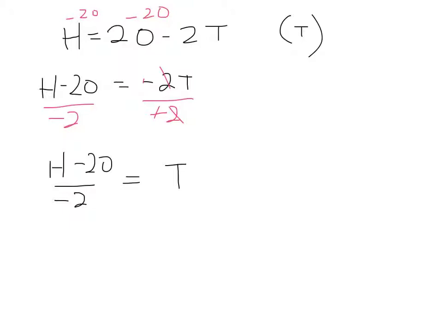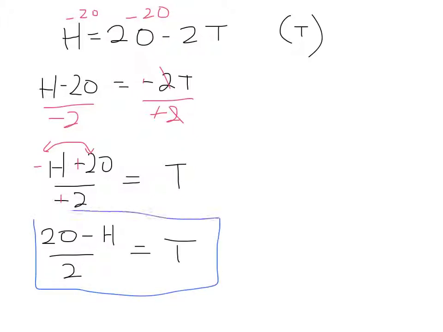We basically multiply both of them by the negative. So that would become negative H positive 20 over positive 2. So we've multiplied everything on the left-hand side by negative, or times the top and the bottom by negative. And what we'll do is we'll just swap the order of those around on the top there. So we end up with 20 take away H over 2 is equal to t, and that's the answer to the second one.